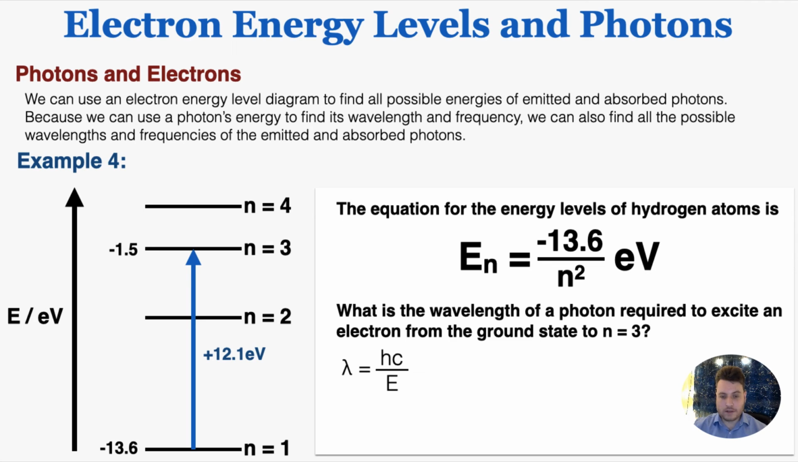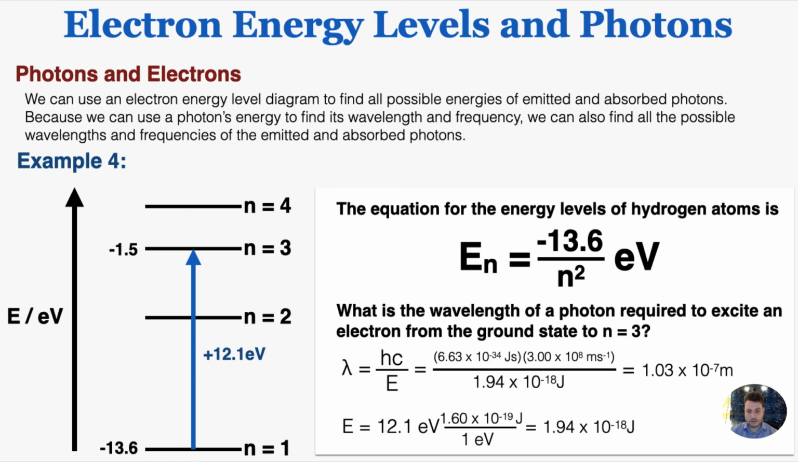So I now have all the information I need to solve for the wavelength of the photon, and I know that the energy is 12.1 electron volts. I just need to convert that to joules, and when I do that, I find it's 1.94 times 10 to the negative 18th joules. So I plug that into my equation and get a final wavelength of 1.03 times 10 to the negative 7th meters. So if I send a photon with that exact wavelength to impact the atom, the photon will be absorbed and excite an electron from the ground state to the third energy level.